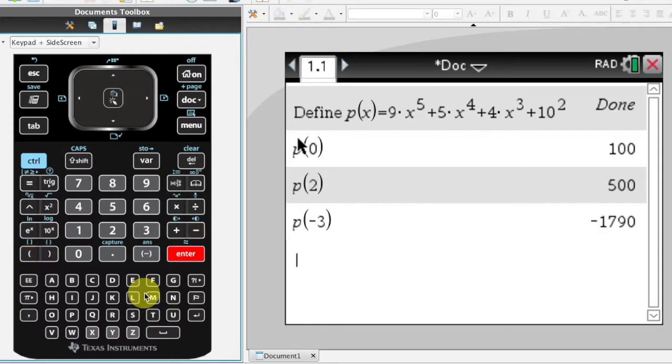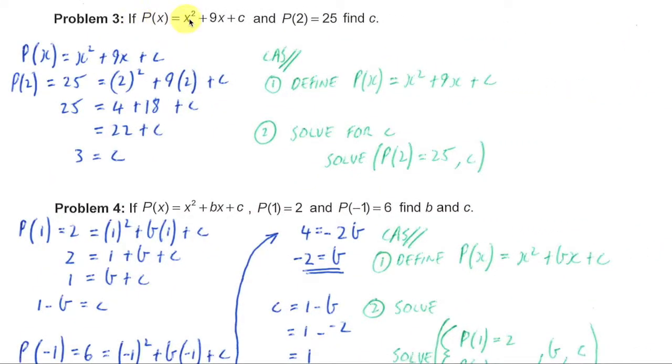Easy. 3. We've got the polynomial p of x is equal to x squared plus 9x plus c. We know that when we substitute 2 into the polynomial, the result's 25. We have to work out what c is, the unknown constant in the end. So I start by writing down the original polynomial. I know that when I substitute 2 into it, the result's 25, so I write p of 2 equals 25, and that's equal to 2 squared plus 9 lots of 2 plus c. Working down through the basic algebra, you can see we arrive at the idea that c is equal to 3.